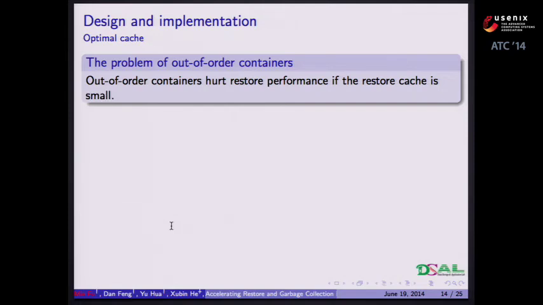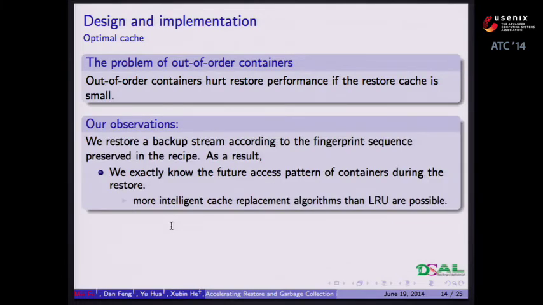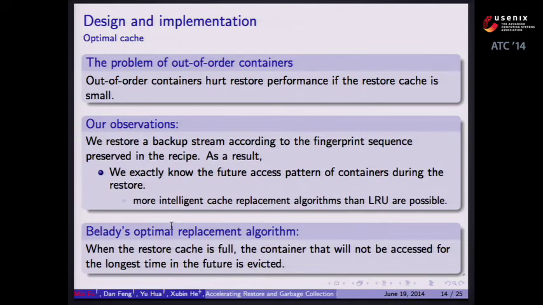However, out-of-order containers still hurt restore performance if the restore cache is small. Our key observation is that we restore the backup stream according to the fingerprint sequence preserved in the recipe. As a result, we exactly know the future access pattern of containers during the restore. So a more intelligent cache replacement algorithm than LRU is possible. We implement Belady's optimal replacement algorithm in our system. When the restore cache is full, the container that will not be accessed for the longest time in the future is evicted.